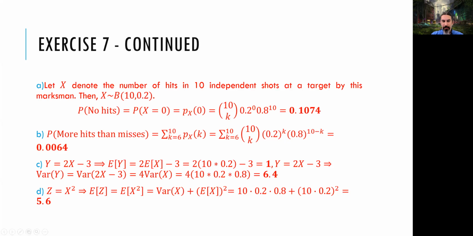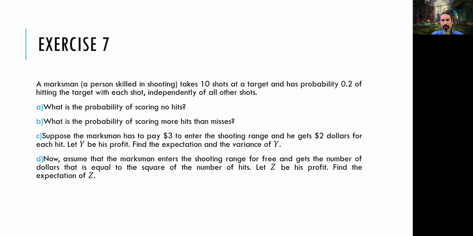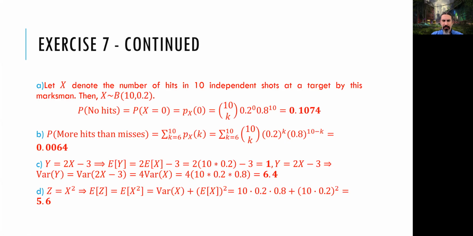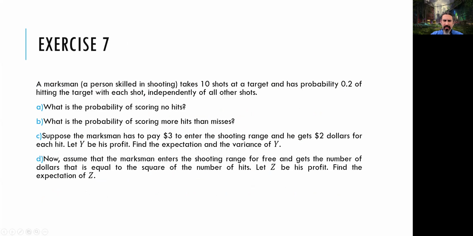Now, in the second part, it says, what's the probability of scoring more hits than misses? So more hits than misses is 6 hits, 7 hits, 8 hits, 9 hits, and 10 hits. So I'm just going to have to pick any value from 6 to 10 for K and keep calculating this one, which is, as you can see, very small. 6 out of 1,000, I guess. And then for C, suppose the marksman has to pay $3 to enter the shooting range and he gets $2 for each hit.